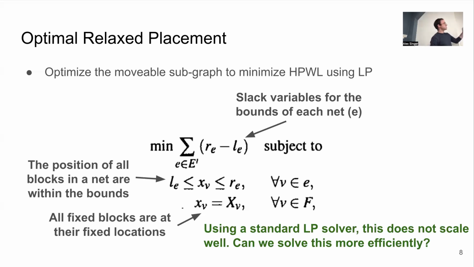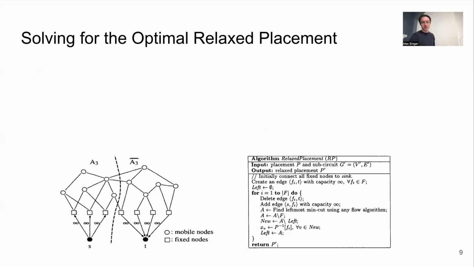And so it doesn't scale very well with the circuit size. But can we solve this more efficiently? And that's what they propose in the prior paper, which I talked about, that came out a few months prior. So we're going to use some good old-fashioned graph algorithms.